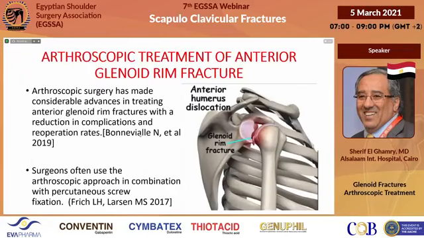Arthroscopic surgery has made considerable advances in treating anterior glenoid rim fractures, with a reduction in complications and reoperation rates. Surgeons often use the arthroscopic approach in combination with percutaneous screw fixation.